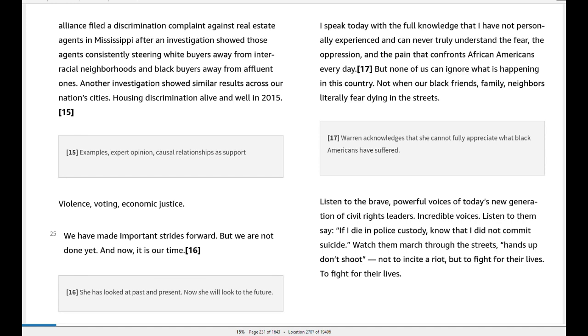I speak today with the full knowledge that I have not personally experienced and can never truly understand the fear, oppression, and pain that confronts African Americans every day. But none of us can ignore what is happening in this country. Not when our Black friends, family, and neighbors literally fear dying in the streets. Student note 17. Warren acknowledges that she cannot fully appreciate what Black Americans have suffered.